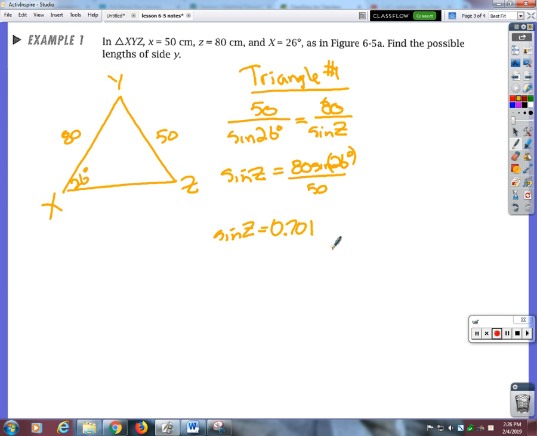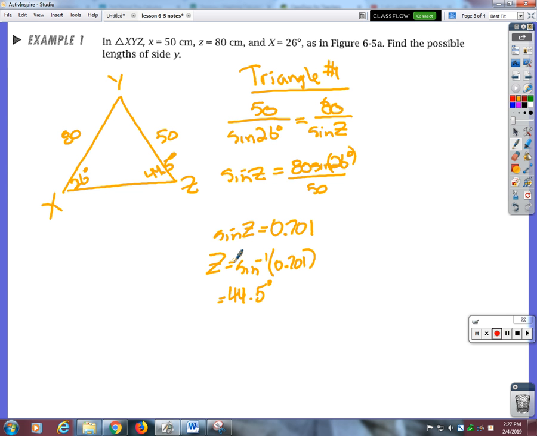0.701. Okay, thank you. Love it. All right, that's not angle Z, though. That's the sine of angle Z. How do you find out what angle Z is? Inverse sine. So angle Z is going to be the inverse sine of 0.44. Okay. All right. So angle Z is 44.5, in triangle number 1, at least.